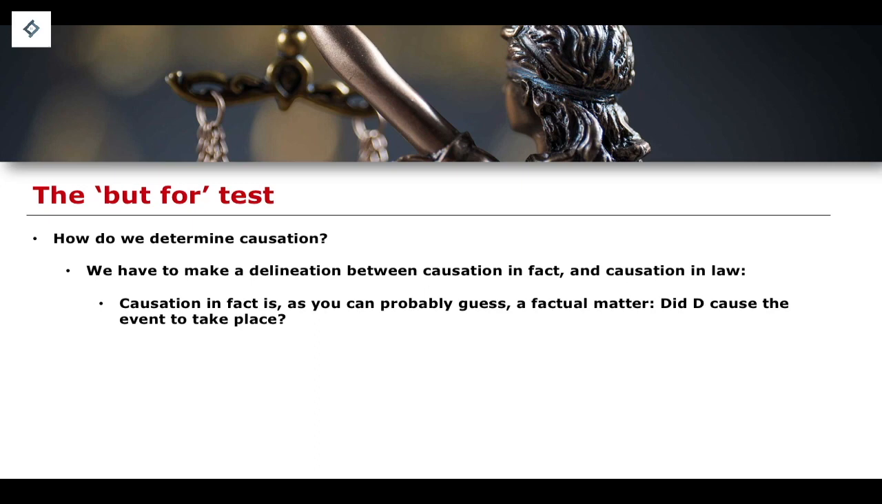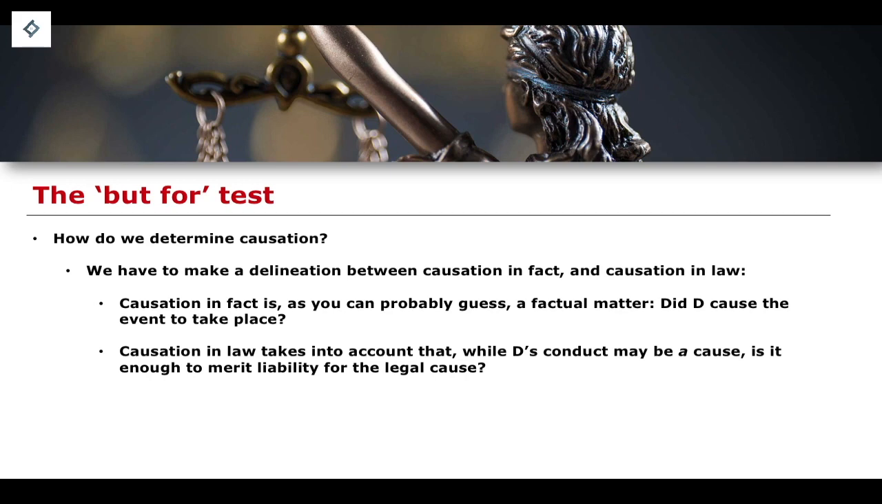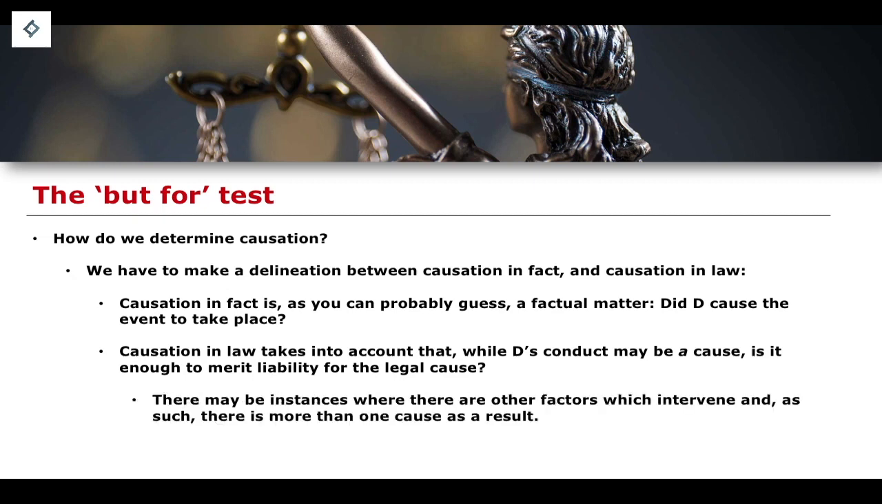Did the defendant cause the event to take place? Causation in law takes account of the fact that while the defendant's conduct may be a cause, is it enough to merit liability as the legal cause? And so essentially what we have to do is take into account what are known as new intervening causes, because for the most part, unfortunately, the world is a lot more complicated than we would like it to be, and a lot of acts that are caused may be caused by multiple different factors. There may be multiple different causes for one single event. And so to really determine whether or not there is accountability in that regard, we have to think about these new intervening causes and the extent to which they contributed to the event taking place. So there may be instances where there are other factors which intervene, and as a result there is more than one cause, and so there is the question of where liability actually sits in relation to certain events which take place.